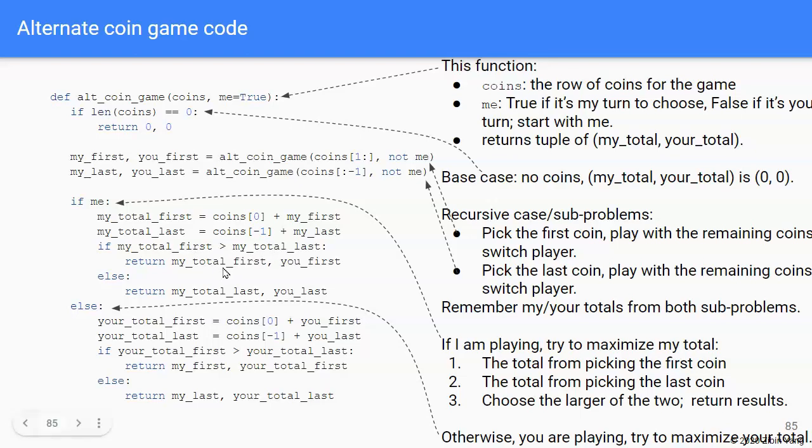So I'm going to pick my total from picking the first coin, and then whatever your total would be. Otherwise, I'm going to return the total from picking the last coin, and then whatever you get by playing the rest of the game. The steps are very similar. If you're the one making the decision, just be careful which number we're adding and which number we're returning, because there are quite a few different variables. But anyway, this is the code for the alternate coin game.